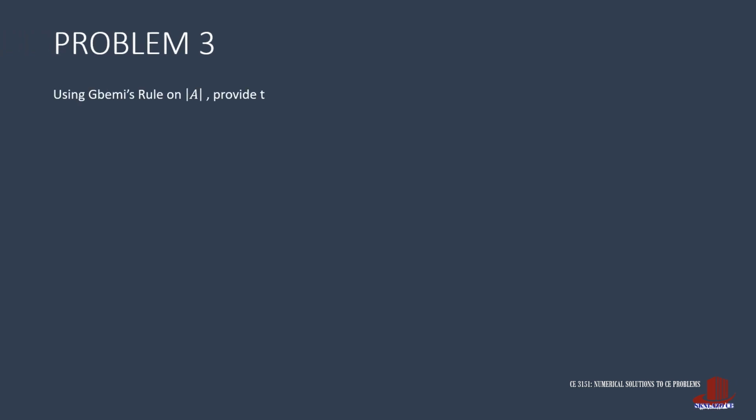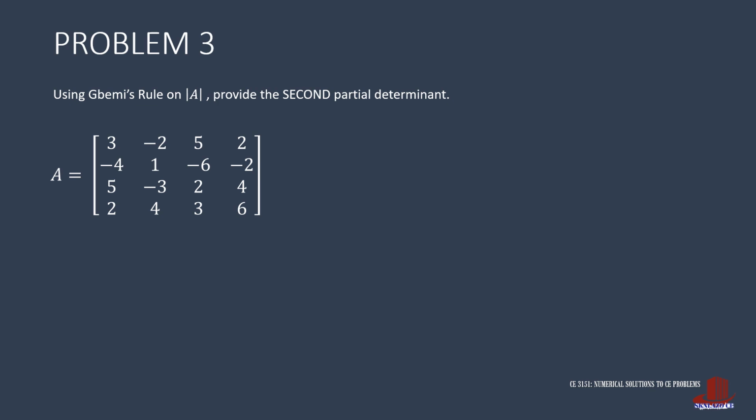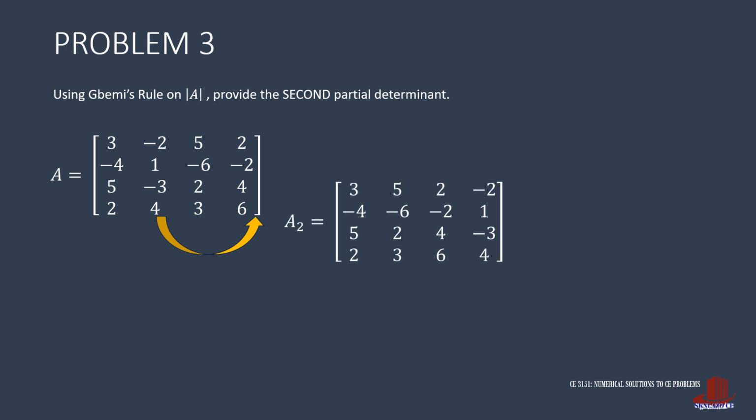The next example involves Gbemi's rule. And using matrix A, we are to look for the second partial determinant. Recall that the second partial determinant using this method includes columns 1, 3, 4, and 2. So from the original matrix, rotate columns 2, 3, and 4. Then, with the method, mirror the first three columns and continue with Sarrus's rule.